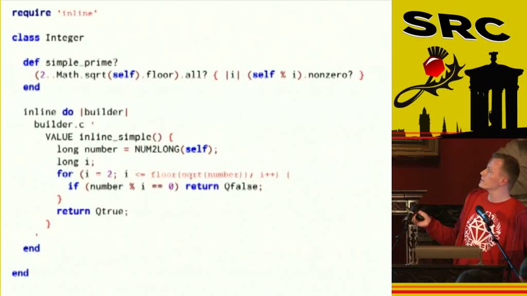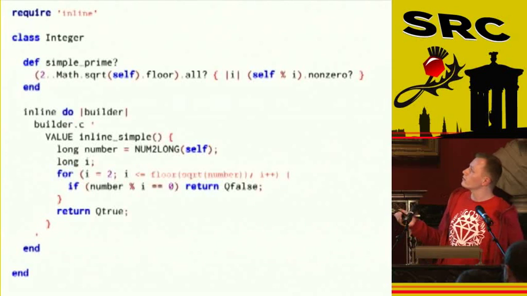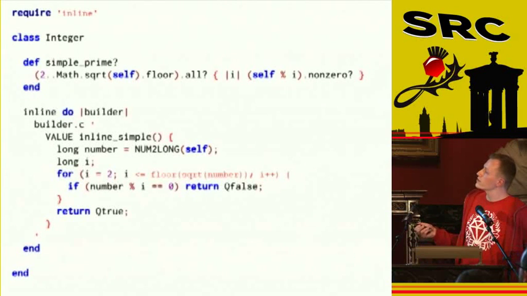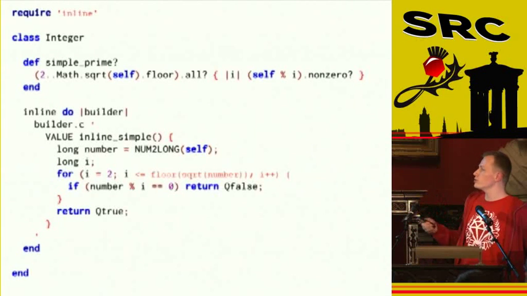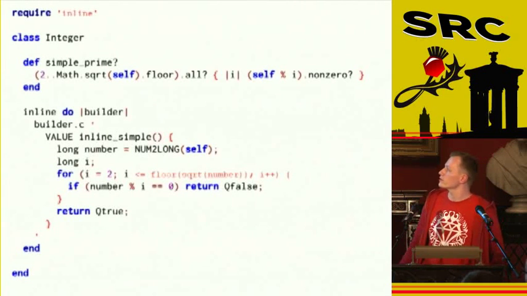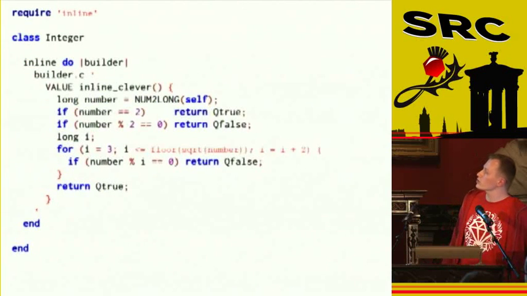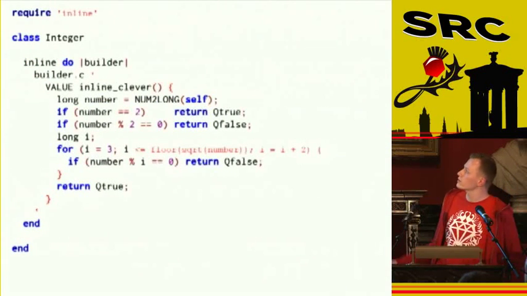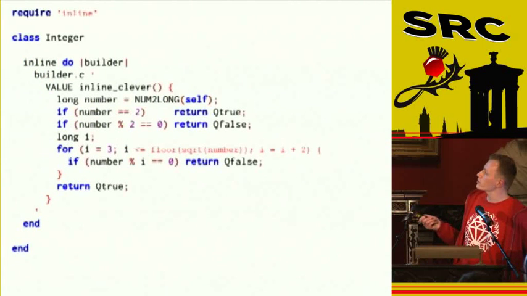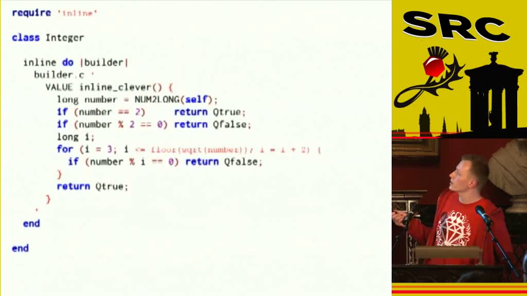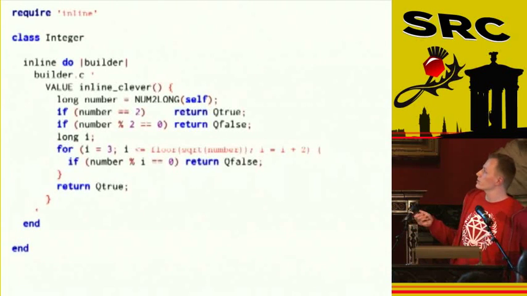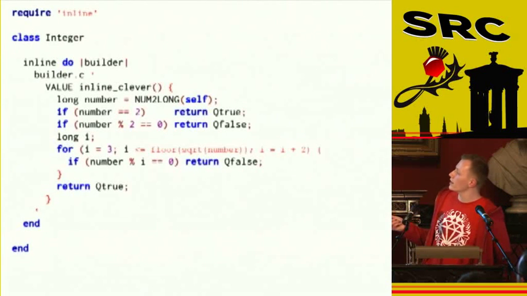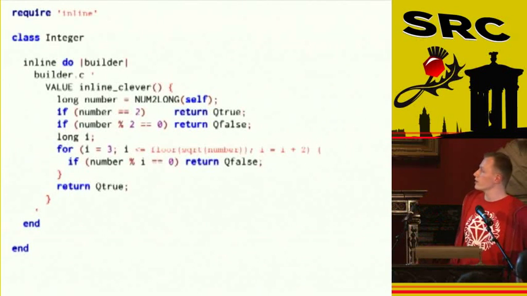This will become simply a method of integer objects. And this will be compiled the first time it's run, and then it will be used as a very fast implementation of a primality check. But you can also implement the clever function, which in C is not that much longer, which again, if we are number two, this is true. If we are even, we are not prime, and otherwise step every second item from three, so all the odd numbers.